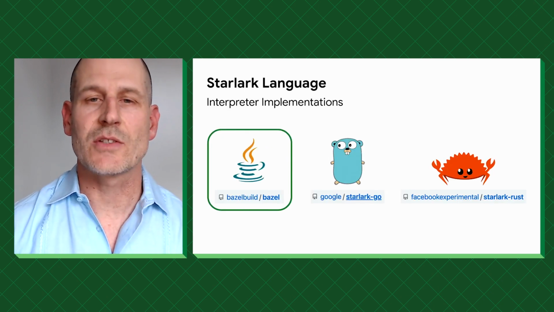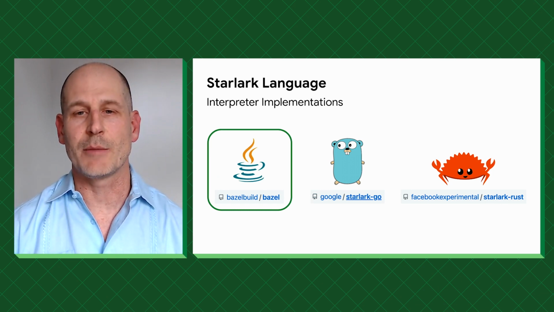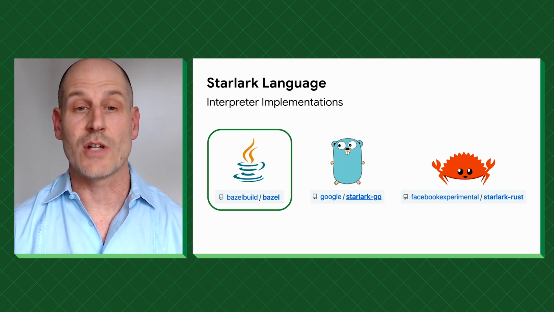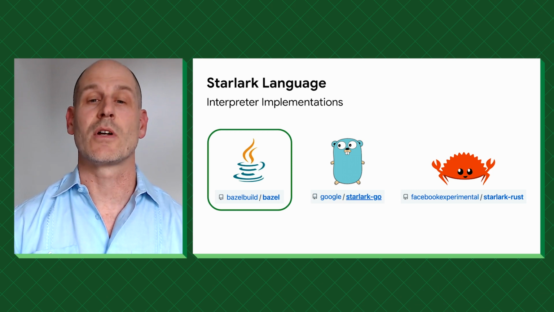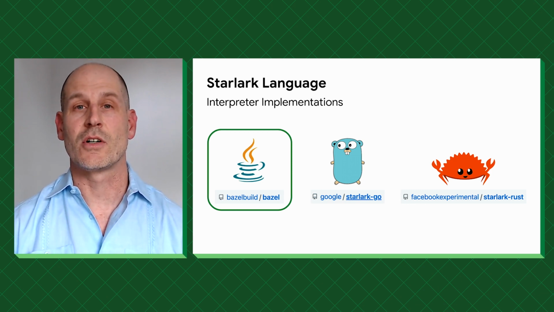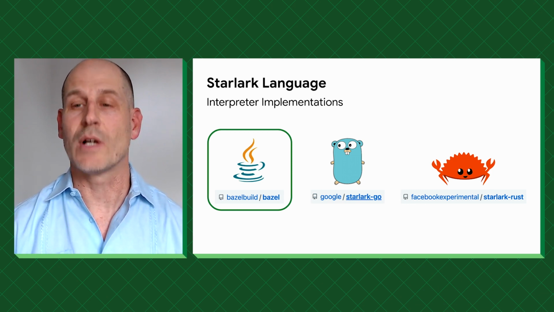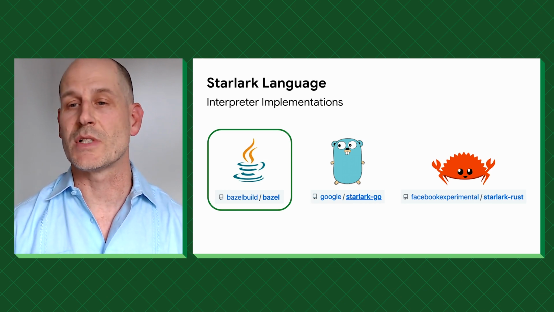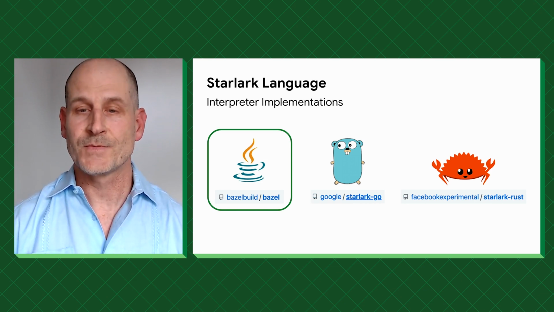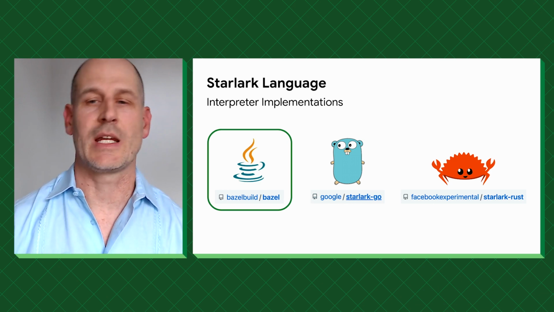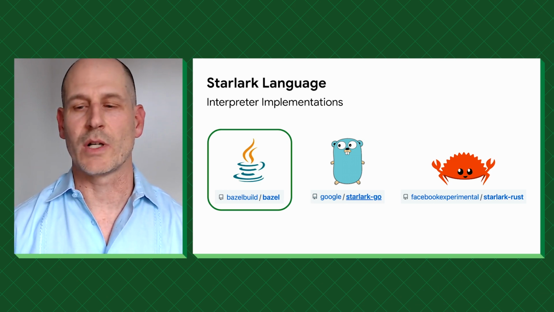So since we're talking about Starlark, it's worth mentioning there are three implementations. The one written in Java, which is inside the Bazel build code base. There's also a mature Go implementation, as well as a Rust implementation, whose maintainership has recently transitioned to Facebook. All three have their own debugging capabilities, but we'll just be looking at the one inside Bazel today.